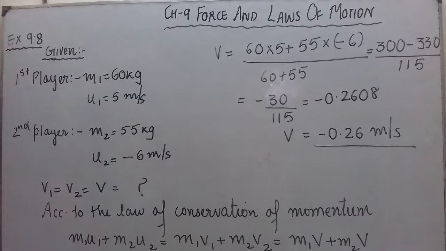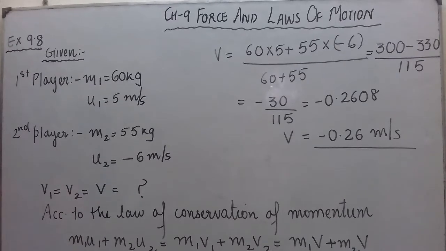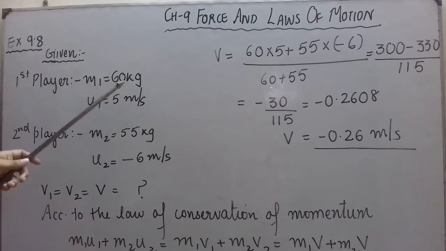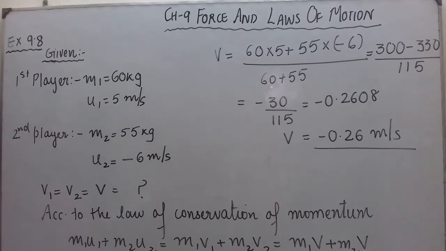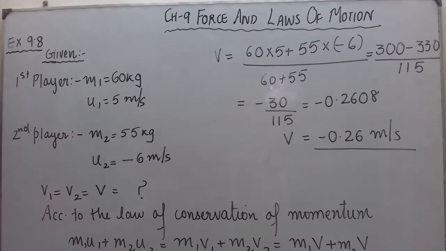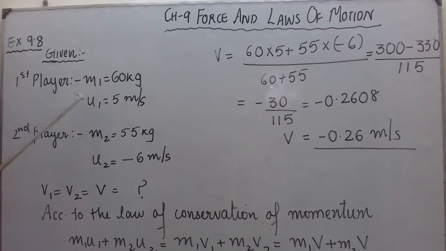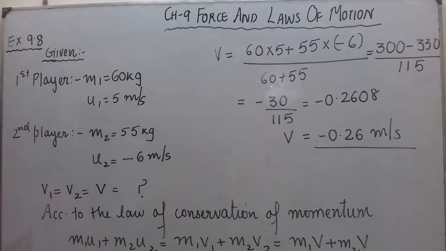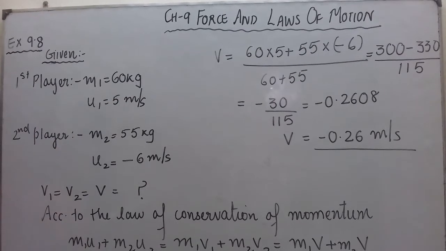One has a mass of 60 kg. So let us write in given: first player mass m1 is 60 kg and was moving with a velocity of 5 meter per second. So its initial velocity u1 is 5 meter per second.